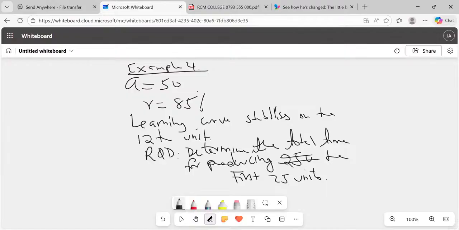Remember, the learning curve is stabilizing. The learning curve stabilizes on the 12th unit. The 12th unit is the unit of stabilization. Do you know the meaning of stabilization?